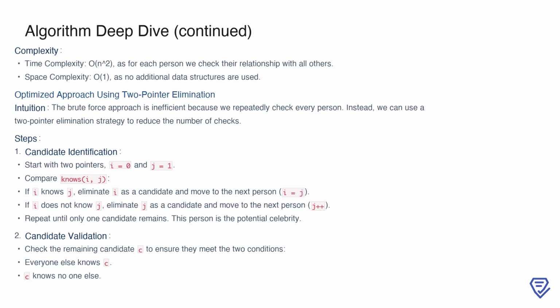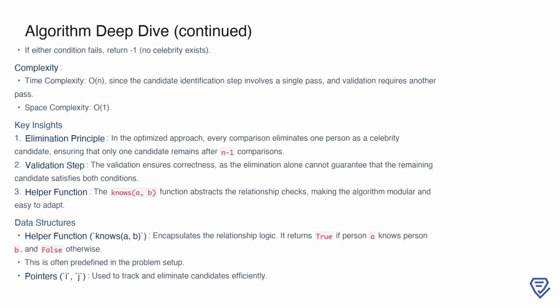But since elimination alone does not guarantee that the candidate satisfies both conditions, we must validate the remaining candidate. Once we have identified a potential celebrity using the elimination process, the next step is validation. For the remaining candidate, C, we verify that all others know C and that C knows no one else. If either condition fails, we return -1, indicating that no celebrity exists. This validation step ensures the correctness of the solution.